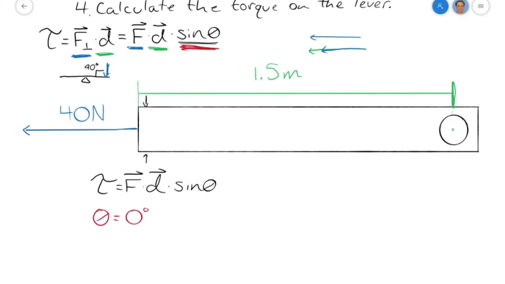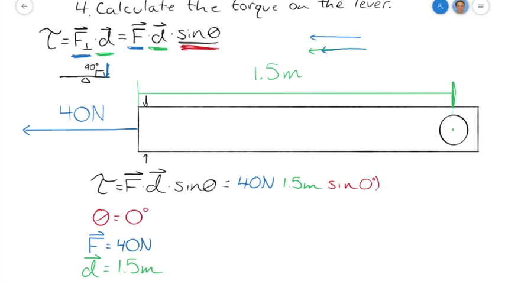Now we can go about solving this problem. The force that's provided is equal to 40 newtons. The distance vector, or position vector, is equal to 1.5 meters. So now we can just plug and chug, where we have 40 newtons times 1.5 meters times the sine of 0 degrees. I'll put parentheses in here to show that it's all multiplied by each other.